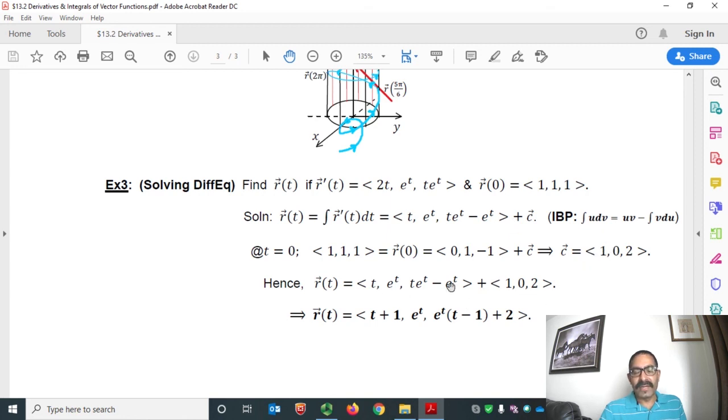And then add these two vectors. We add the two vectors component-wise. So the last step here: t squared plus 1, e to the t plus 0, t e to the t minus e to the t plus 2, which is here. Great. I hope this makes sense to you all. So we finish these sections. Thank you.